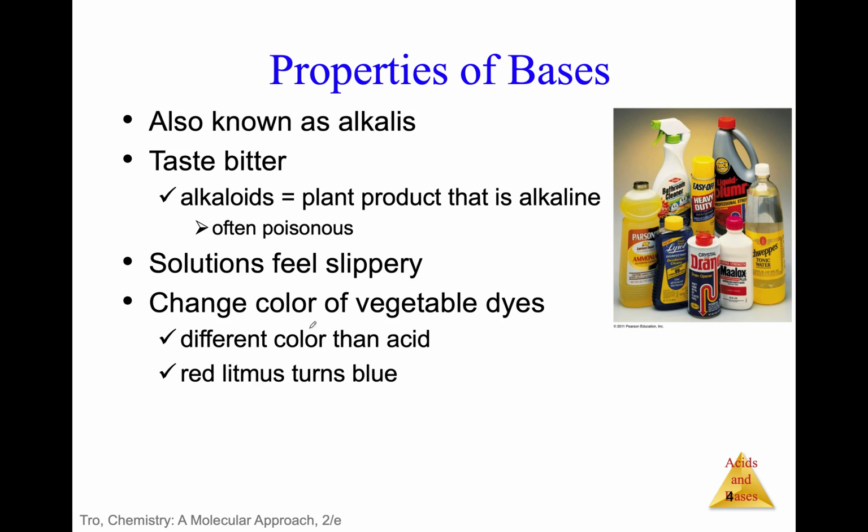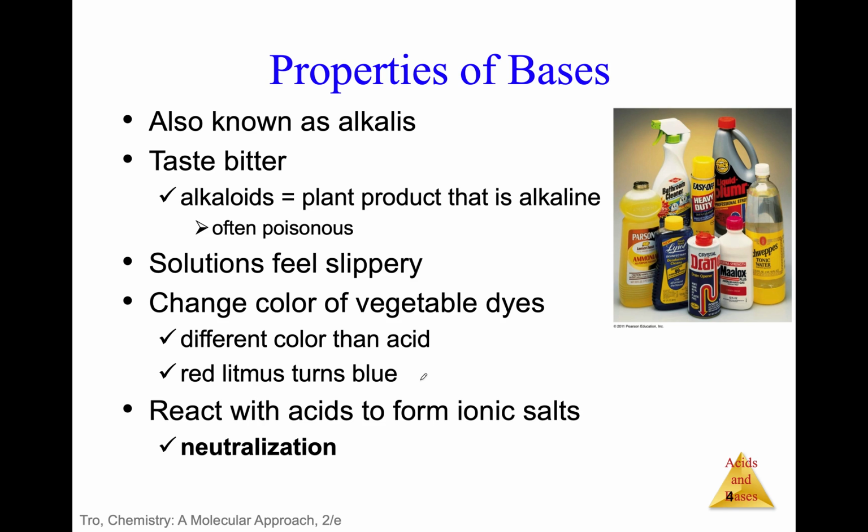And they change the color of vegetable dyes, obviously different than acid, which is why we can use litmus paper to determine if a solution is acidic or basic. In this case, red litmus paper turns blue if the solution is basic. And they react with acids to form ionic salts, and this is called a neutralization reaction. So we look at that a lot in Chem 60, Chem 101. Acid plus base forms a neutral solution of a salt in water.